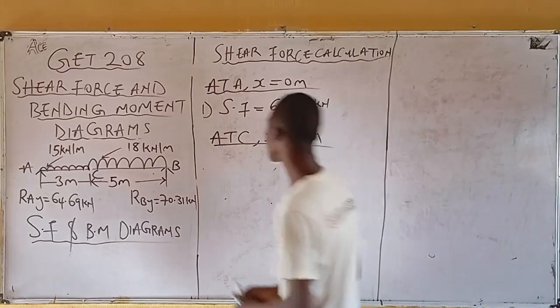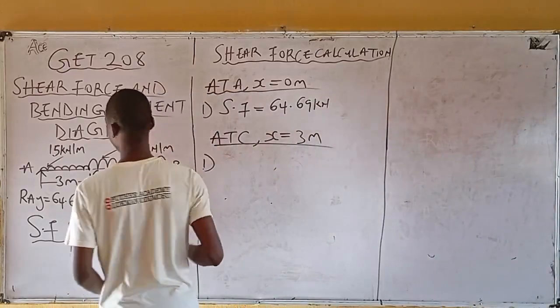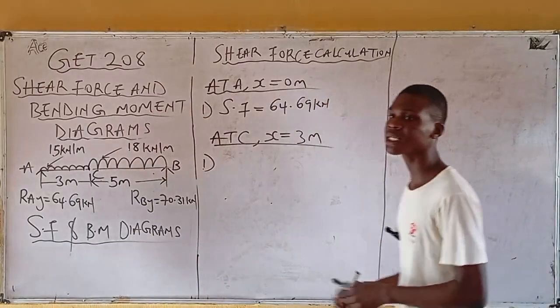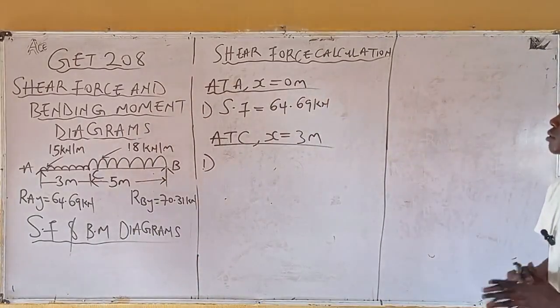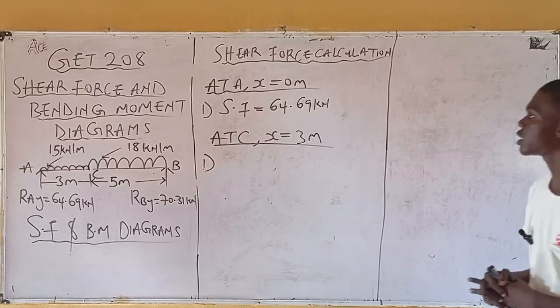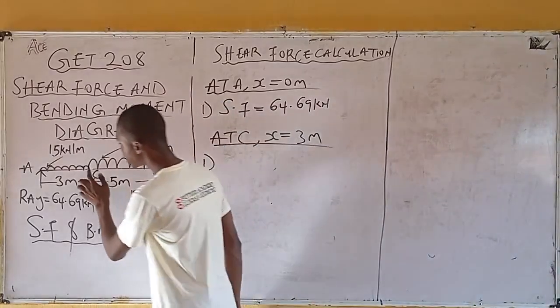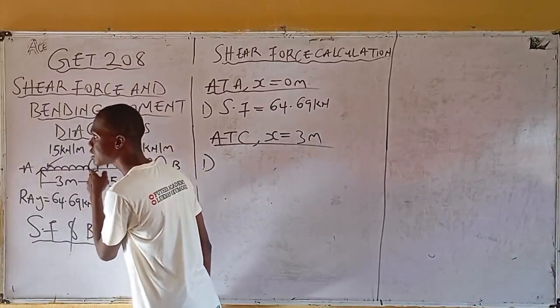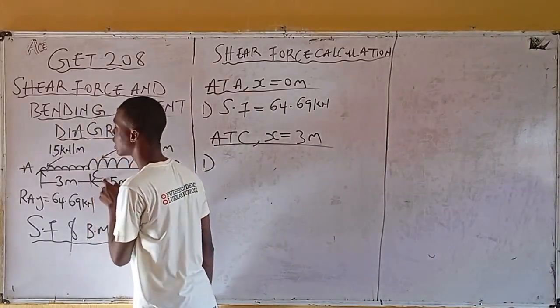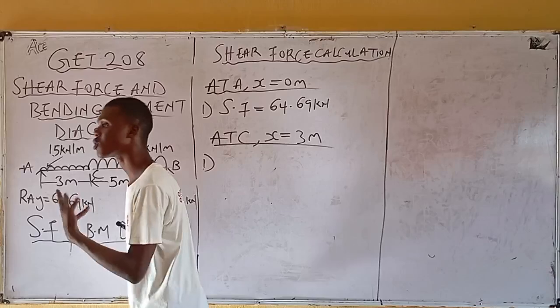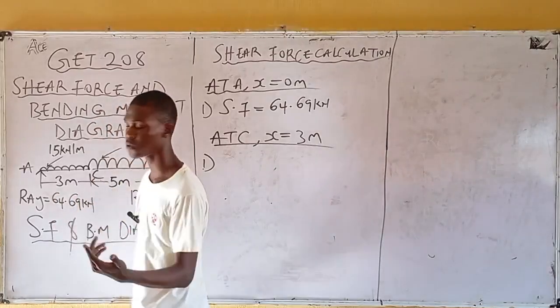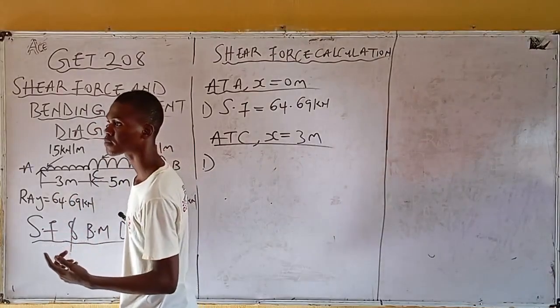Now, let's get the first value of shear force. 64.69 minus 45. Alright, that's correct. I'm on point C. This is point C, right? If this is point C, I'm considering all the forces behind C. I'm having two forces. Don't forget, consider your support and your load as your force. I'm not supposed to withdraw the diagram.